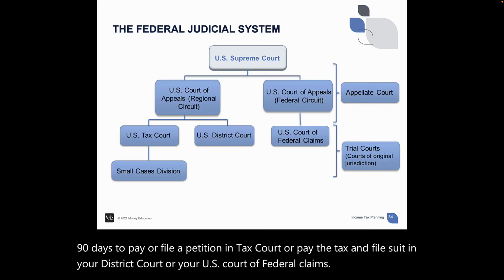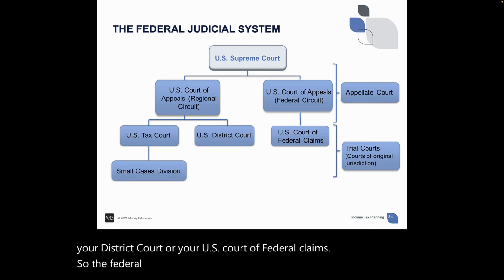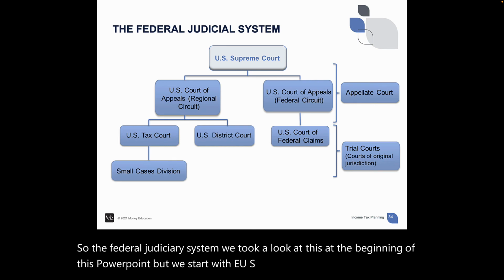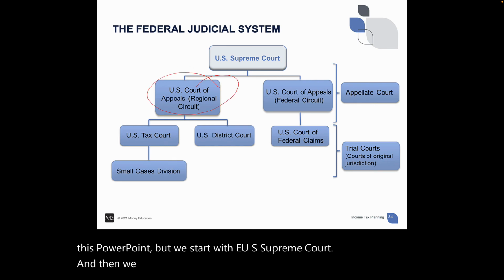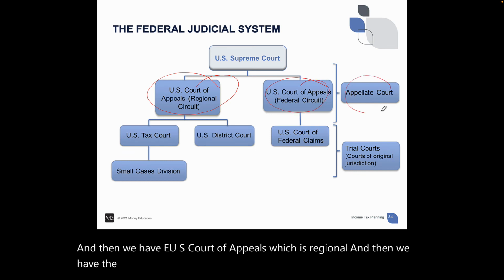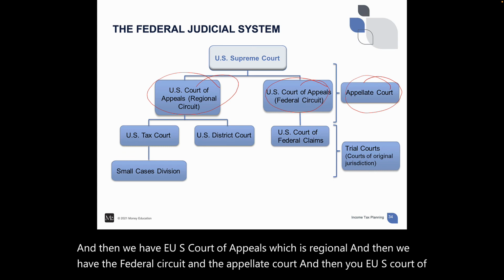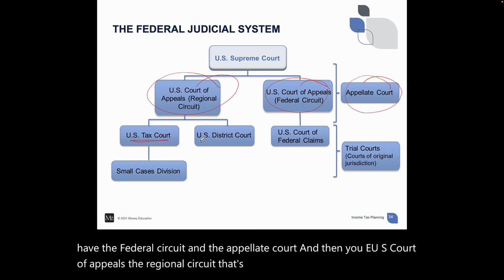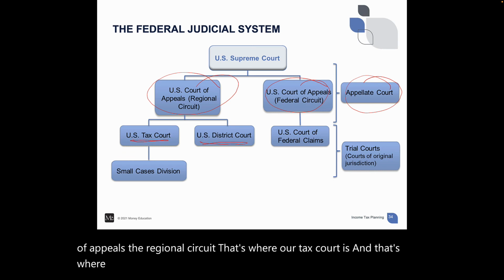So the federal judiciary system, we took a look at this at the beginning of this PowerPoint, but we start with the U.S. Supreme Court. And then we have the U.S. Court of Appeals, which is regional. And then we have the Federal Circuit and the Appellate Court. And then you see the U.S. Court of Appeals, the regional circuit. That's where our tax court is, and that's where our district court is.